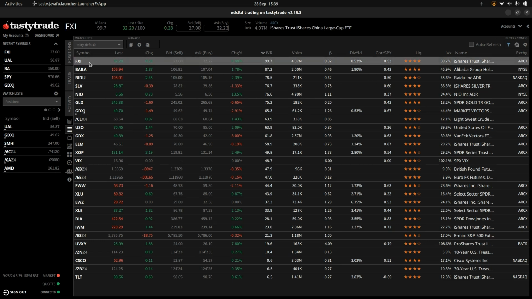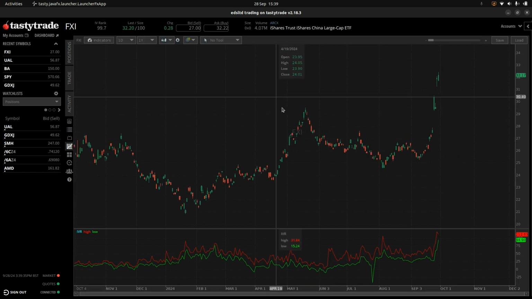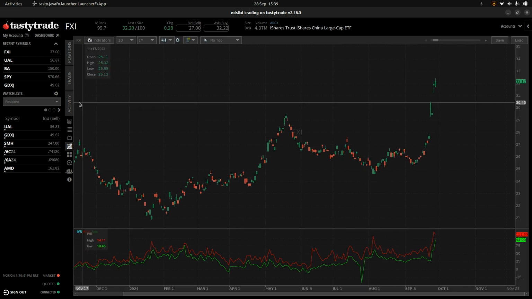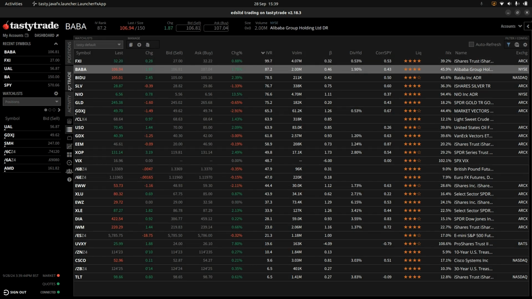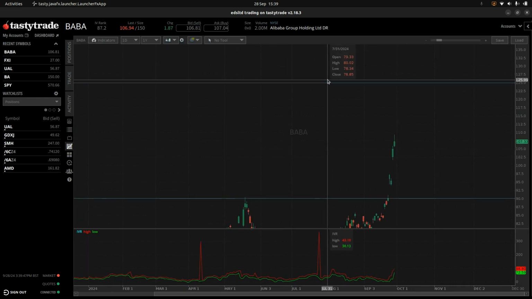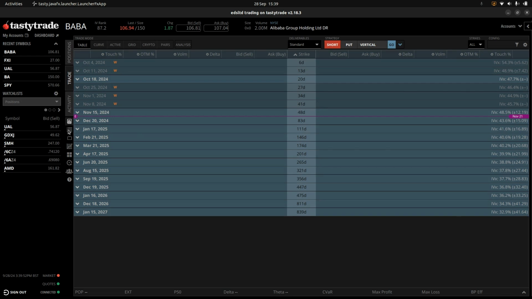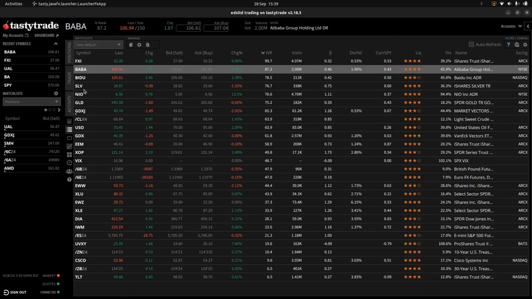So we've got FXI with a nice liquidity level. A lot of things seem to be happening in China with Baidu, Baba, FXI now as well. By all means, we could take a look at FXI. It's got a very, very high IV rank of 99.7. If we just take a look at the chart, this would explain it. This is a very similar story to Baba as well. If we have a look at Baba, very, very similar. This is a position that we were mocking up in a previous video. So FXI, Baba, Baidu, it's all pretty much the same trade as of right now.